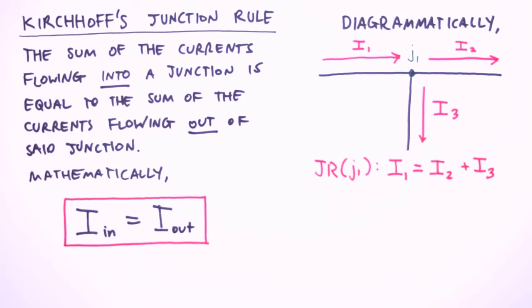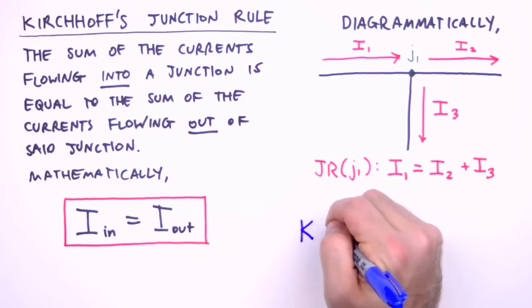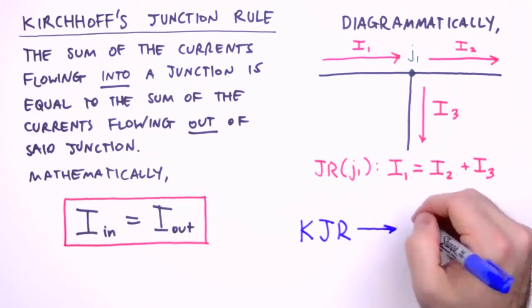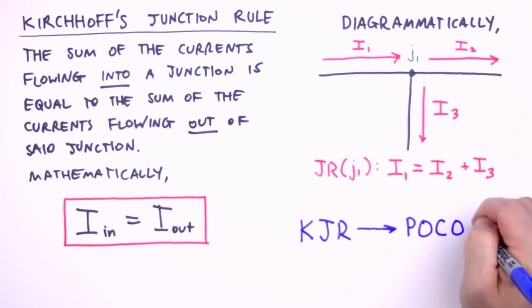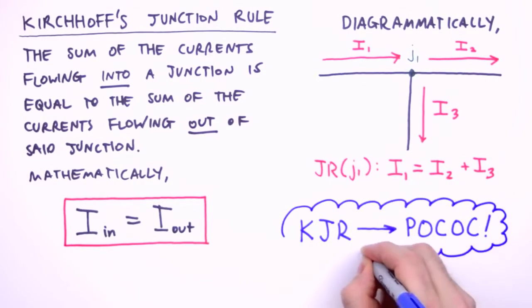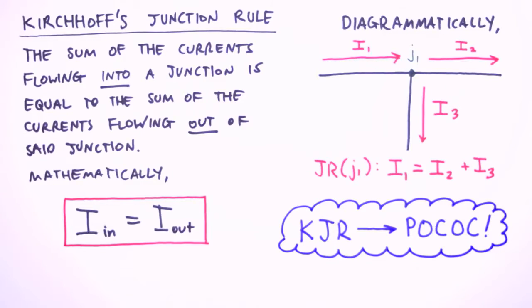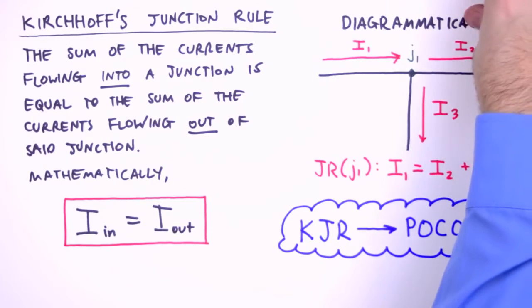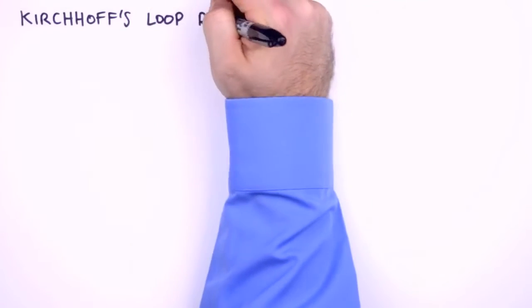Before we move on, I'm impelled to point out that Kirchhoff's junction rule is just a consequence of a more physically significant principle, namely the principle of conservation of charge. So we can sort of think of J1 as a fork in the road where the charges either continue traveling to the right or turn and move downward. Got it? Good. Now let's examine Kirchhoff's other rule, the loop rule.